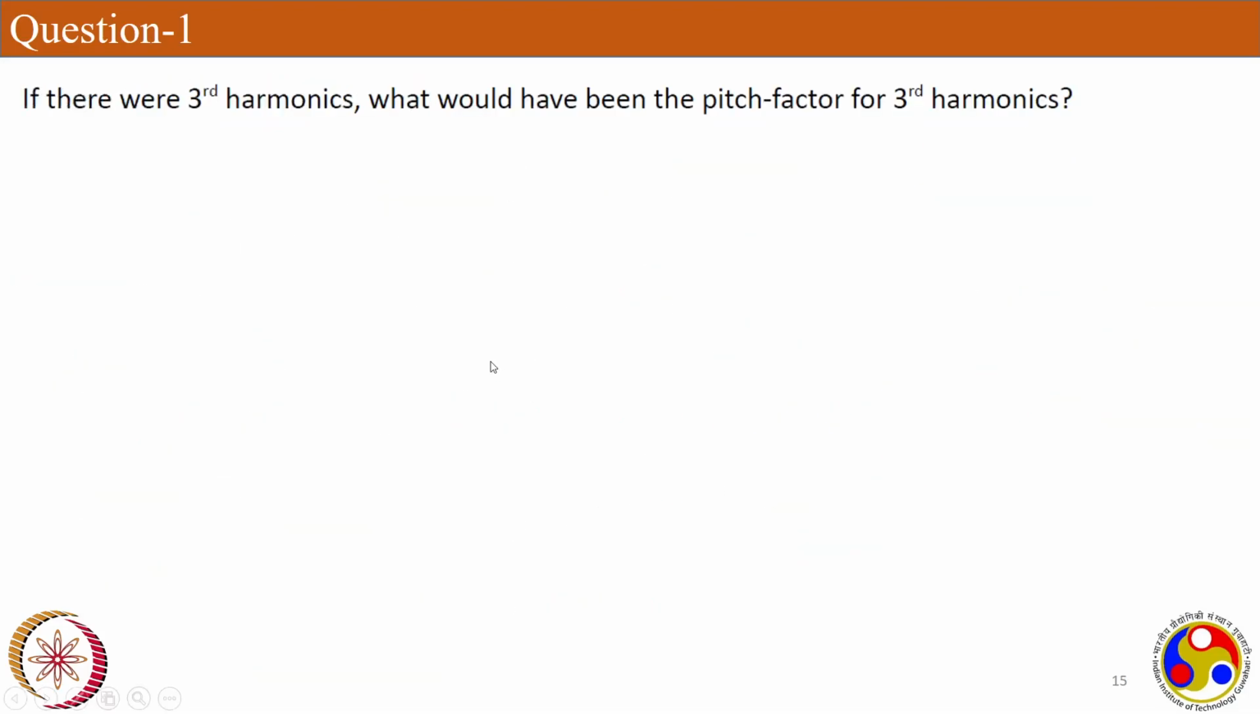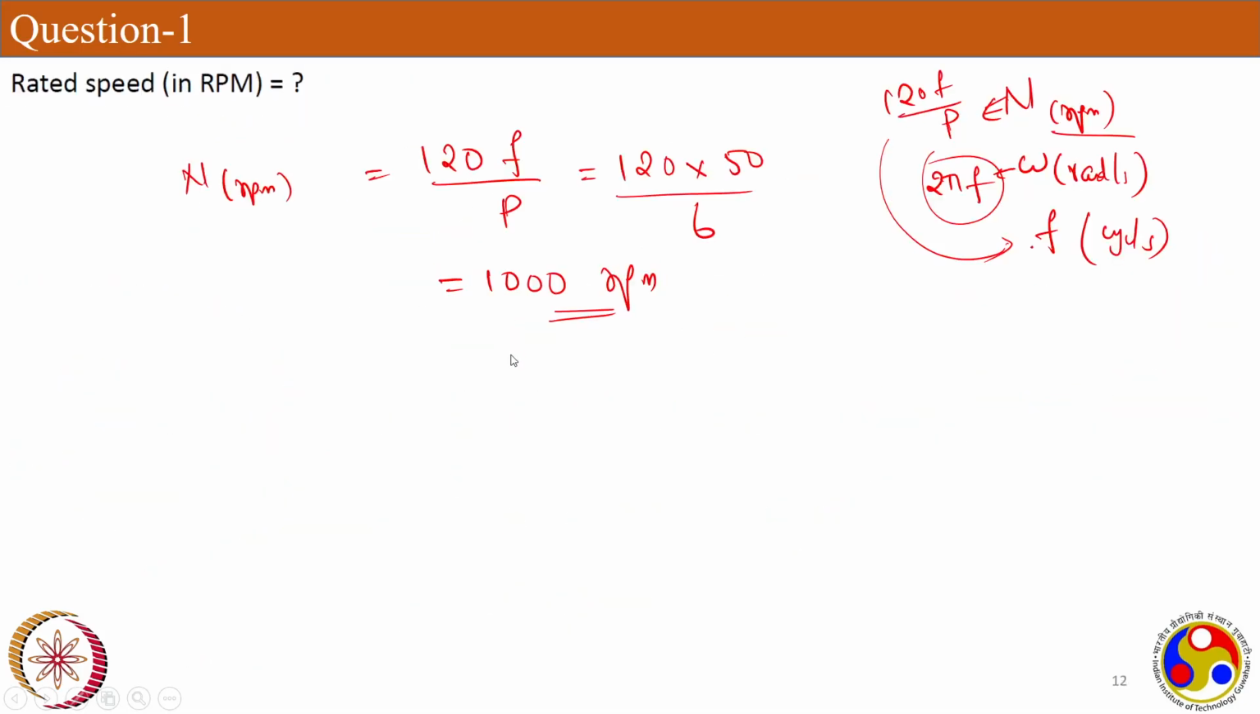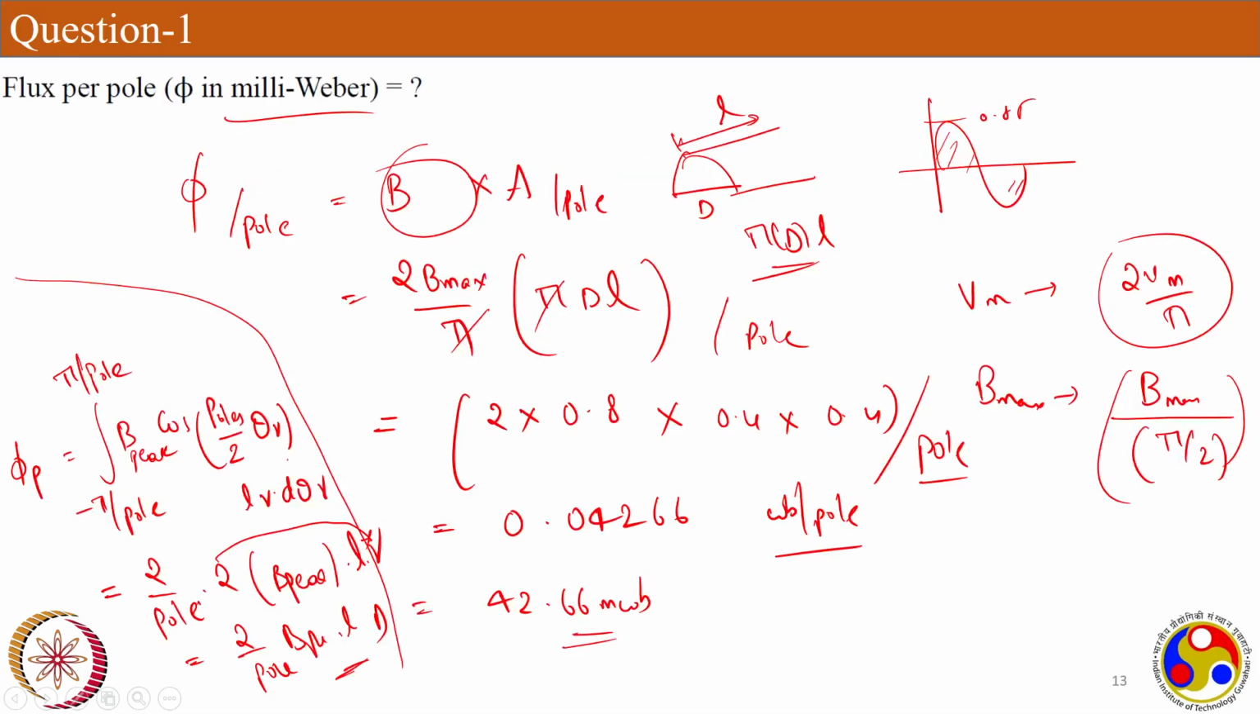So that's what we also got before, right? In both ways, you will get the same thing. So that's how you can calculate the flux per pole. The simple formula is flux equals B into A, where B is the average flux density. Average will be B max by 2 by pi, multiplied by area pi dl. So that will be very simple. And if we solve, we get 42.66 milliweber.